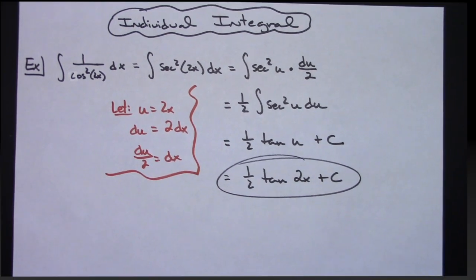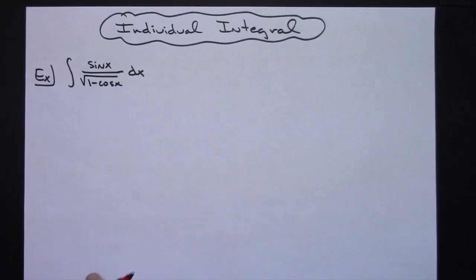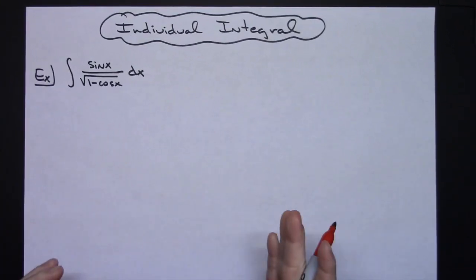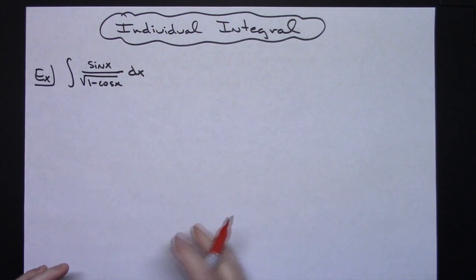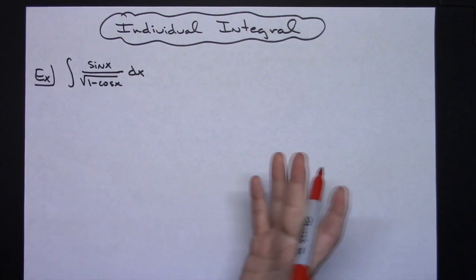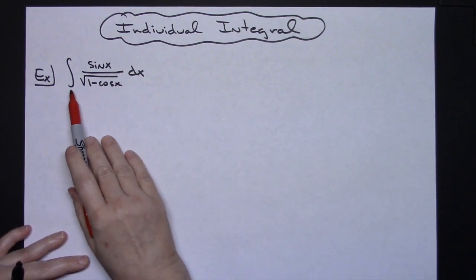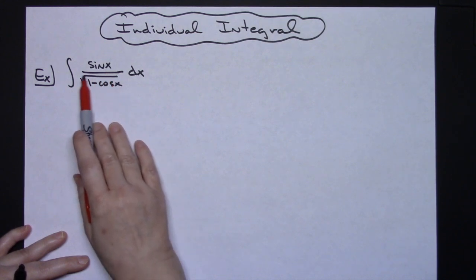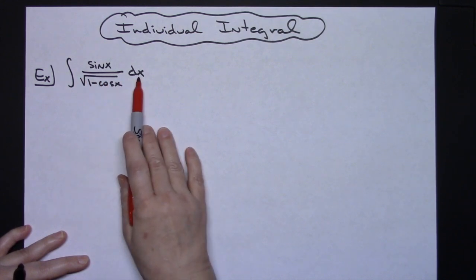In this video, I'm going to be working out an individual integral. It's going to be a straightforward U-substitution with absolutely nothing fancy about it. So I've got the integral of sine x over the square root of 1 minus cosine x dx.